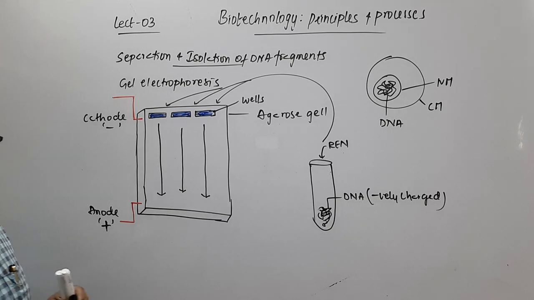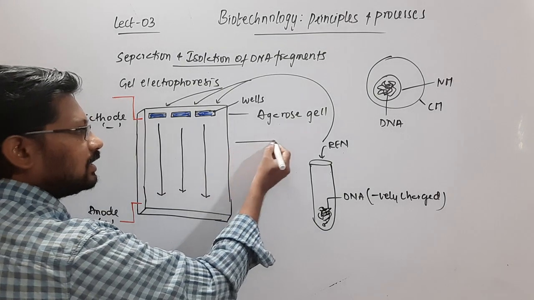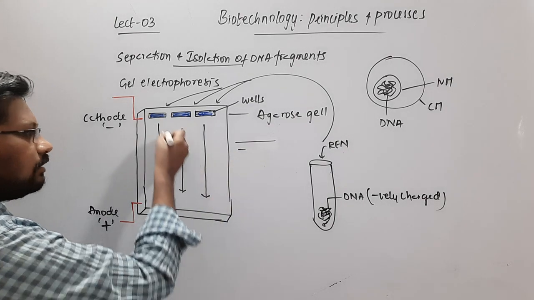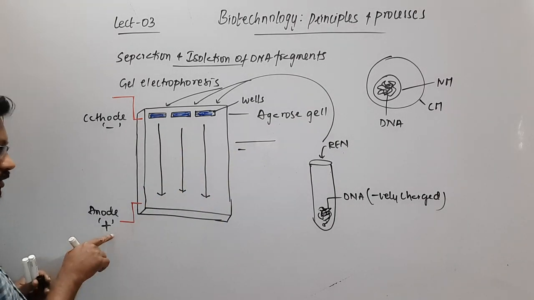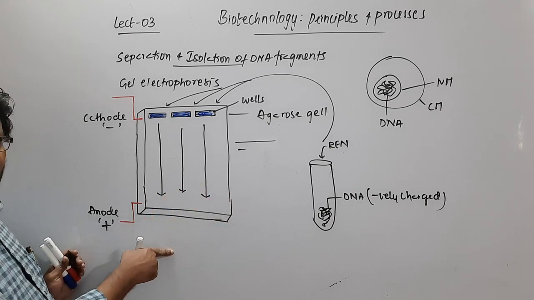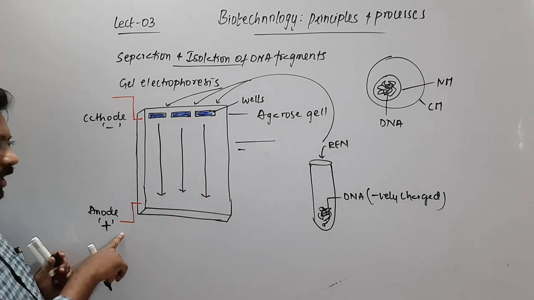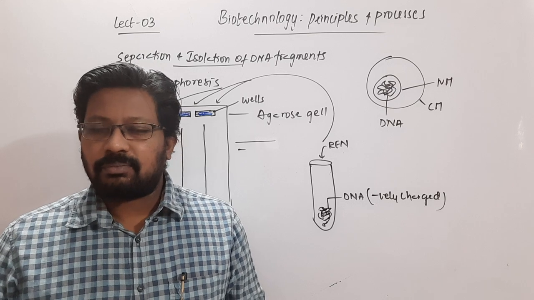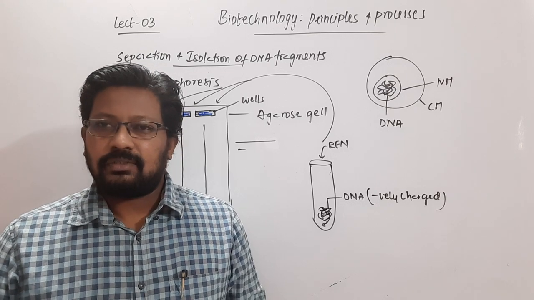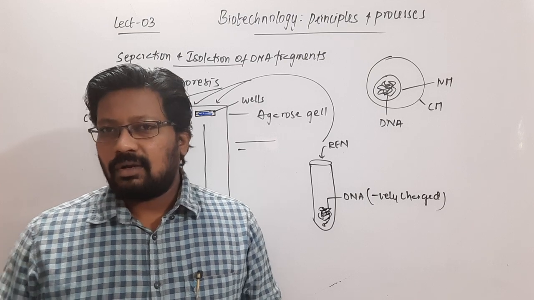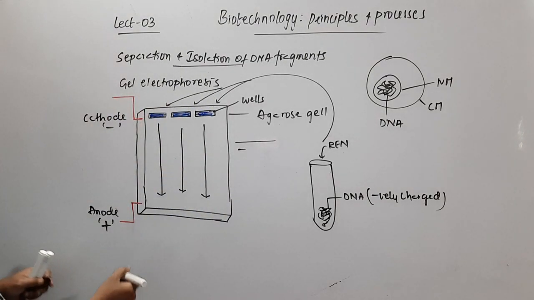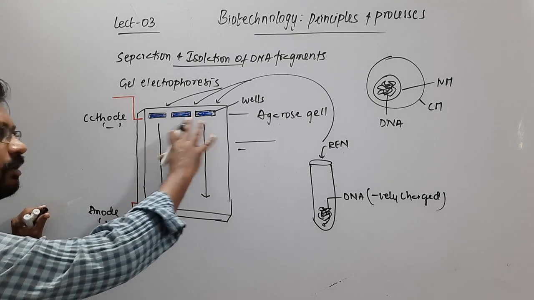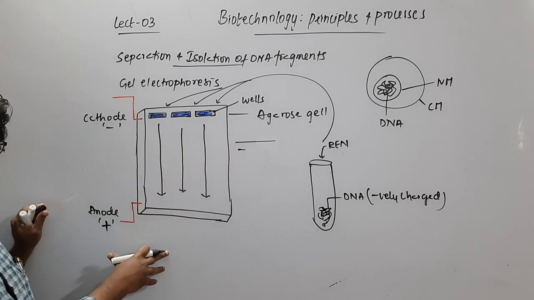If the DNA molecule is lengthier or longer, it finds it difficult to move through this agarose gel. If it is smaller, it moves very quickly and comes towards the anode. We know that as the DNA is negatively charged, it gets attracted towards the positive side. Keep in mind that I'm not separating DNA based on the charge. I'm separating DNA based only on the size. So the DNA gets separated, but we will not be able to see it once I finish this gel electrophoresis.